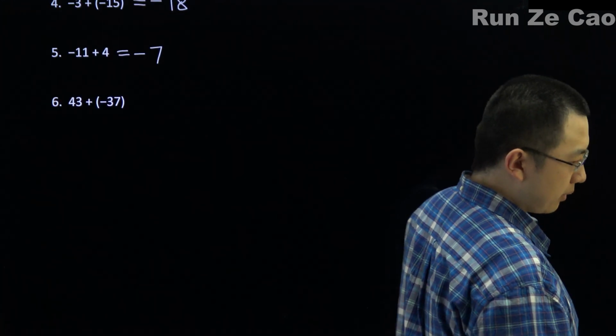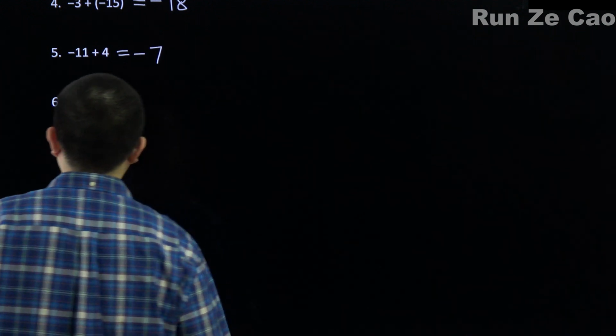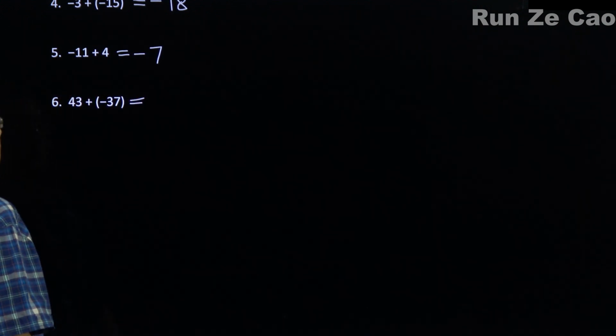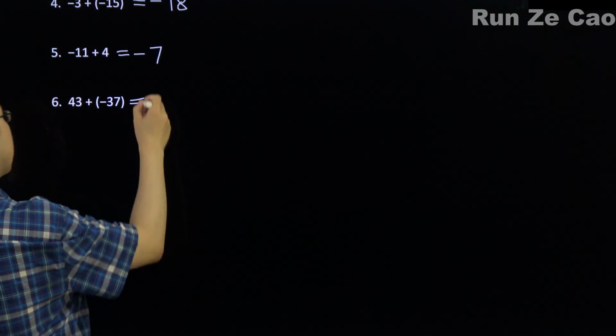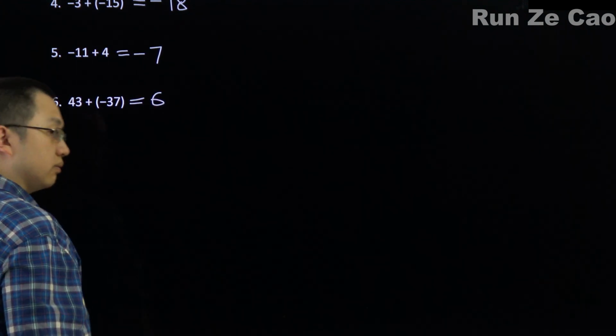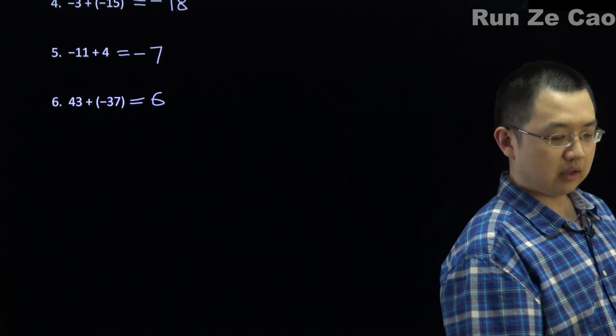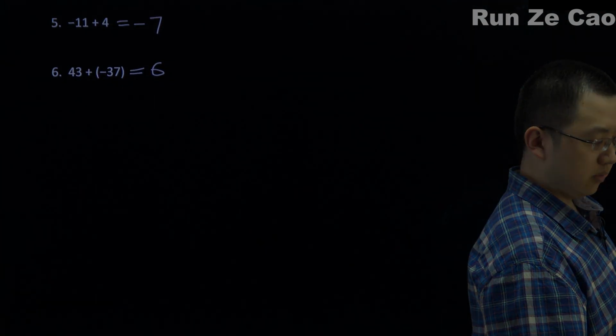Okay, 43 plus negative 37, well, that's literally 43 minus 37 if we open up the bracket. So, that's 6. Hopefully we are still familiar with this stuff from previous grades.